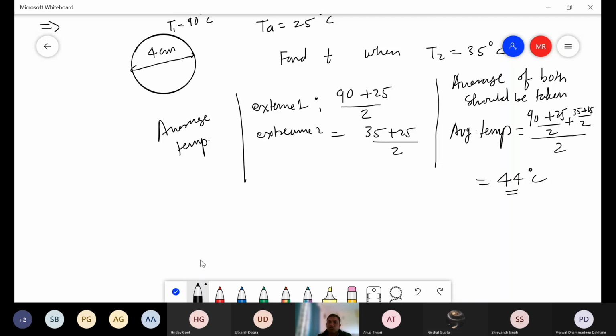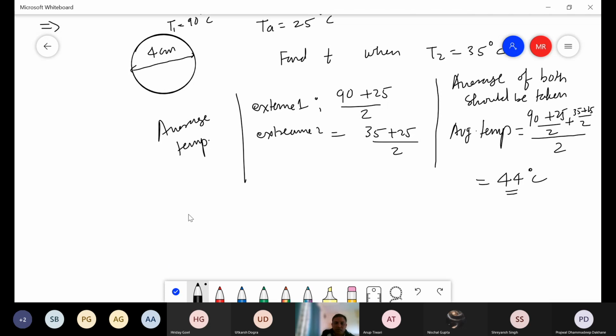So see, what will be the balance in this case? The balance in this case will be the decrease in the internal energy of this ball will be the same as the amount of heat taken by the natural convection. Yes or no?